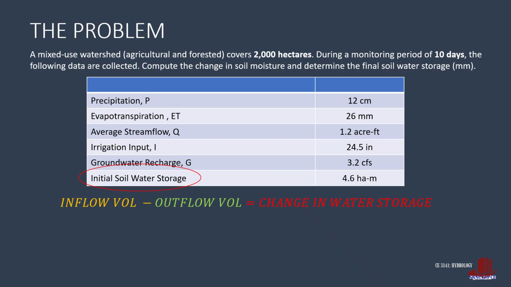Place the values for each parameter, thus having the change of soil moisture as 12 cm less 26 millimeters minus 1.2 acre-feet less 24.5 inches minus 3.2 cubic feet per second. There is not much we can do for now as each term has a unique unit. This means we have to go through converting them into one unit only.